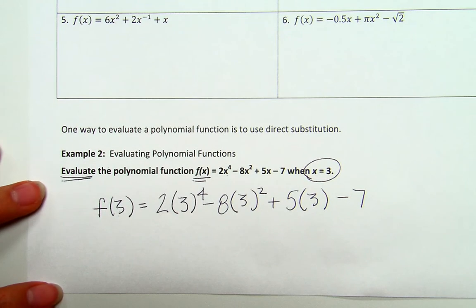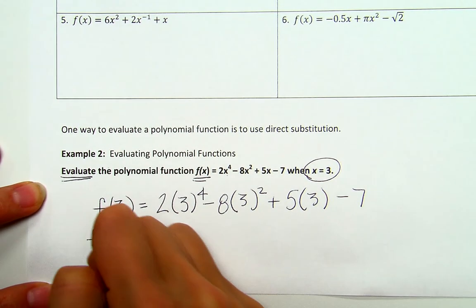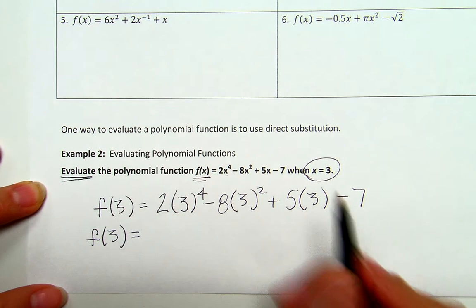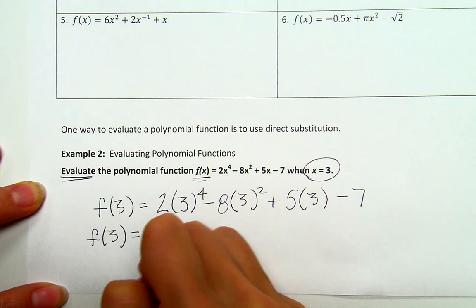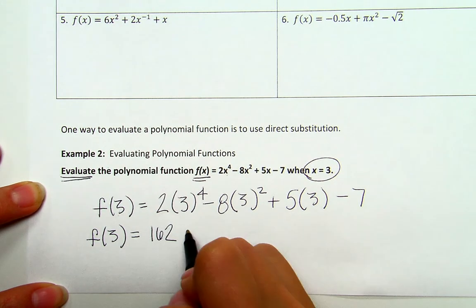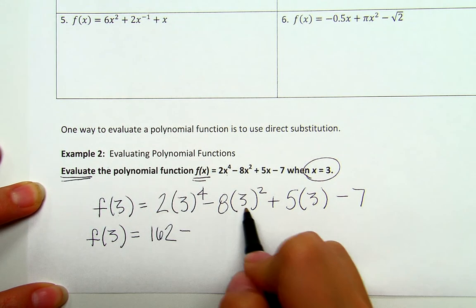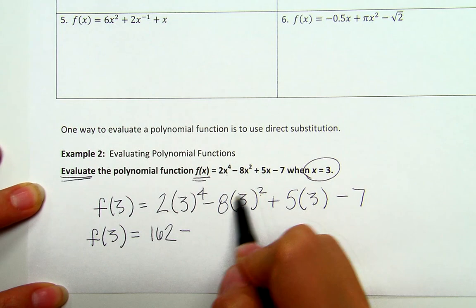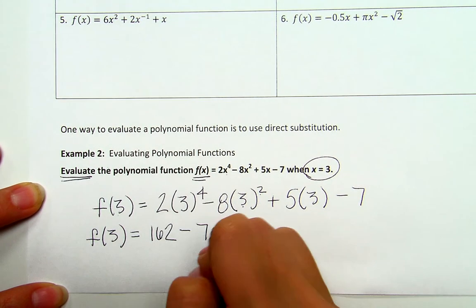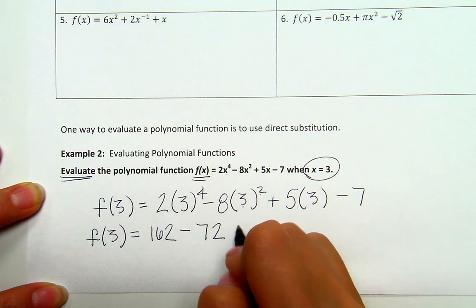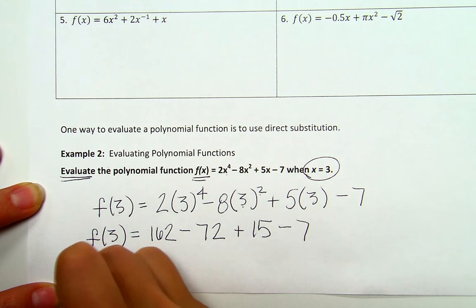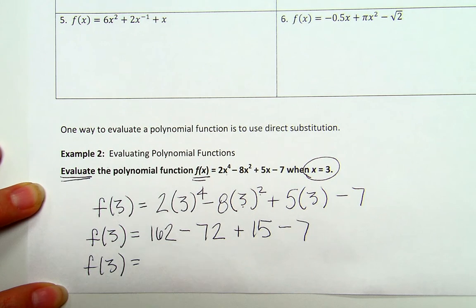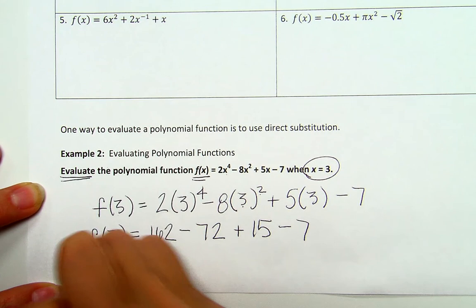From here, all I have to do is crunch each of those terms and then follow my order of operations. So my function when x is equal to 3, 3 to the 4th power times 2 gives me 162, minus 3 to the 2nd power is 9 times 8 gives me 72. 5 times 3 gives me a positive 15 minus 7. From left to right, my function when x is equal to 3 is equal to 98.